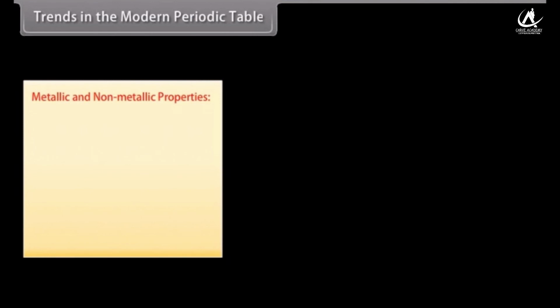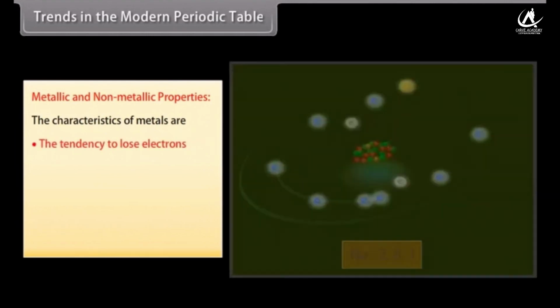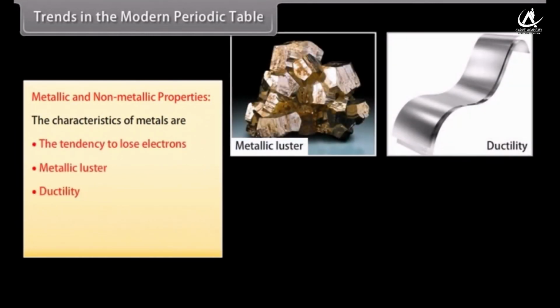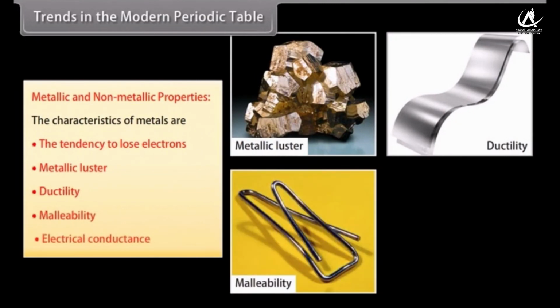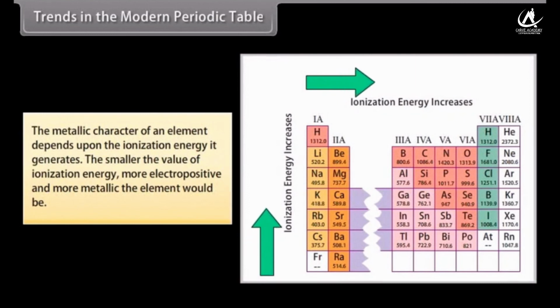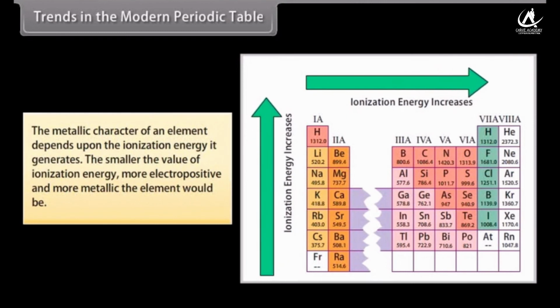Metallic and non-metallic properties. The characteristics of metals are its electropositive character, which means the tendency to lose electrons, metallic luster, ductility, malleability, and electrical conductance. The metallic character of an element depends upon the ionization energy. The smaller the value of ionization energy, the more electropositive and more metallic the element would be.